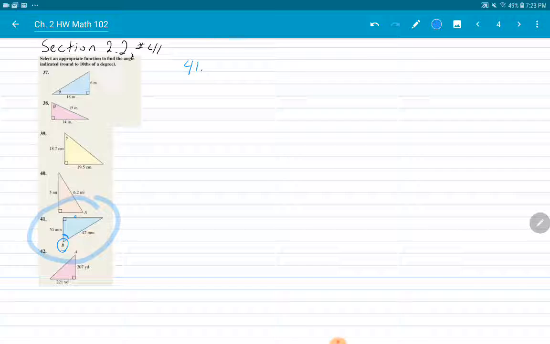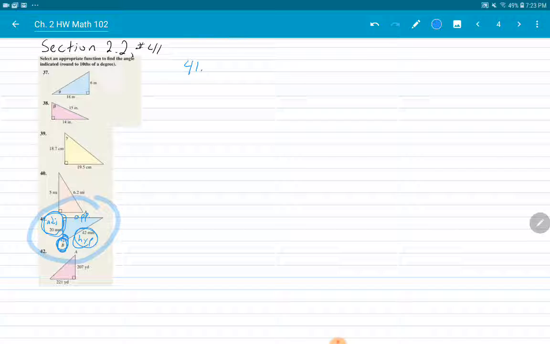So this over here is our adjacent. I'm sorry, that's not correct. That over there is the opposite, testing you. Then this leg over here is the adjacent, and then across from the 90-degree angle is the hypotenuse. So I have angle B, I have the hypotenuse, and I have the adjacent.